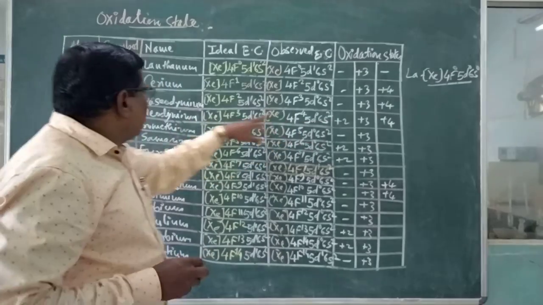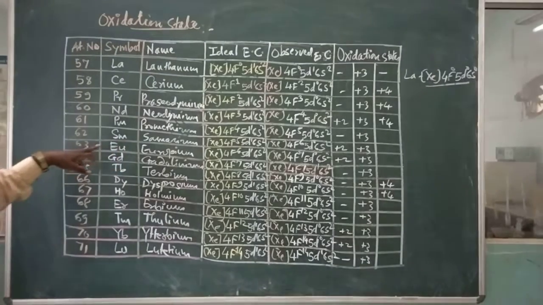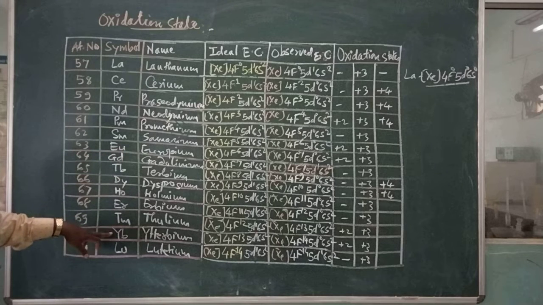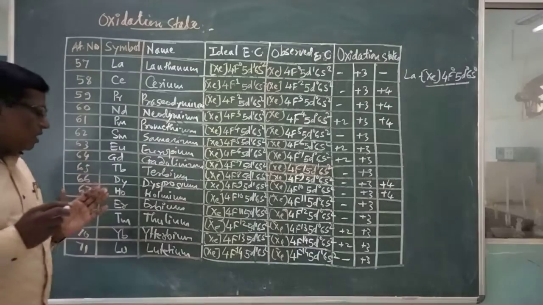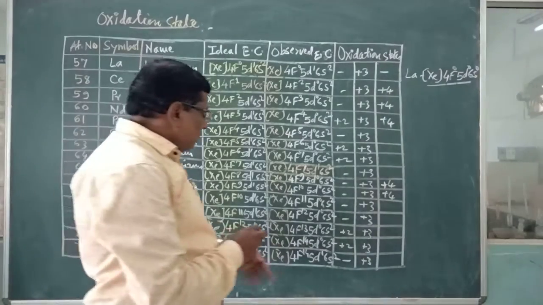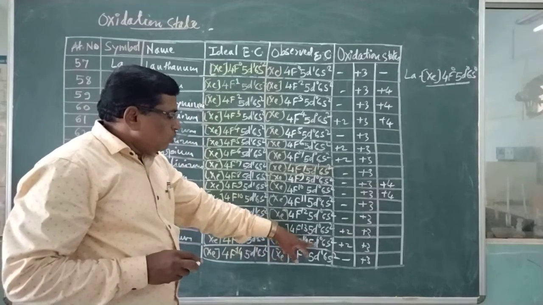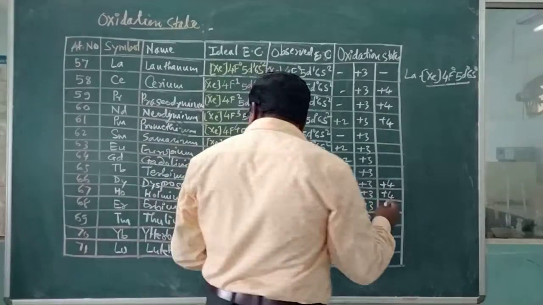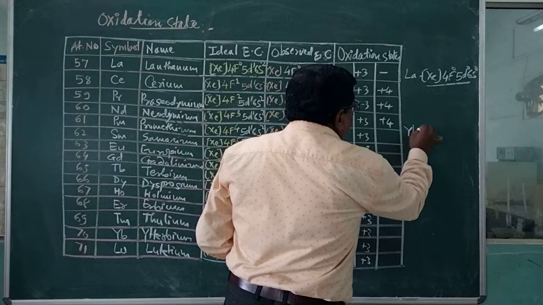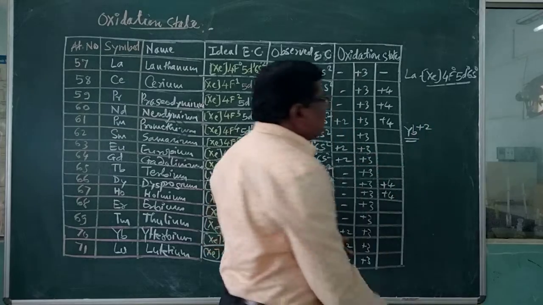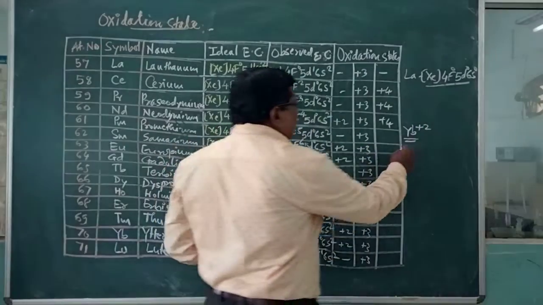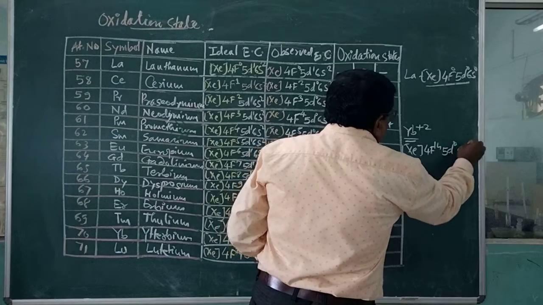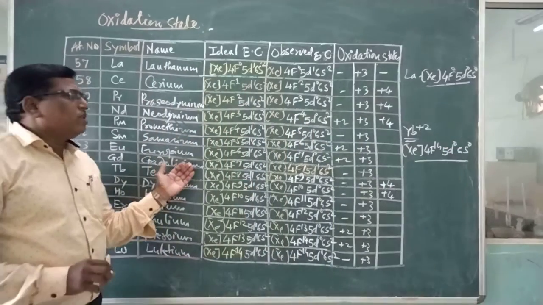Again, the plus 2 oxidation state can be shown by neodymium, samarium, europium, thulium and ytterbium. Ytterbium is xenon 4f14 5d0 6s2, so 2 electrons can be removed from the outermost shell. When the plus 2 oxidation state is obtained, the electronic configuration becomes xenon 4f14 5d0 6s0. This is the electronic configuration of ytterbium plus 2.